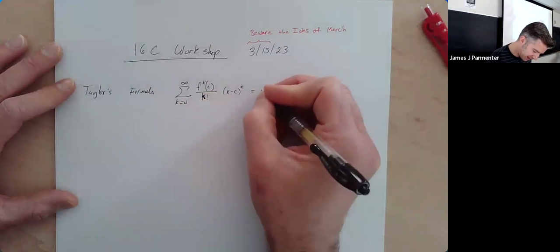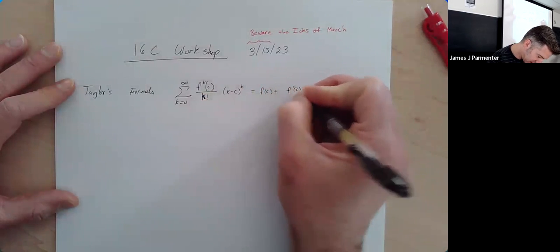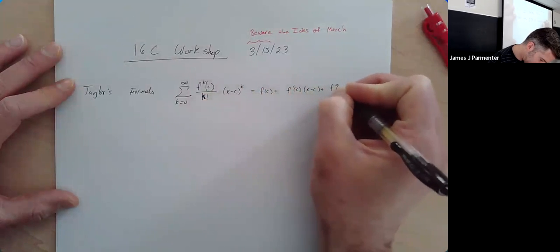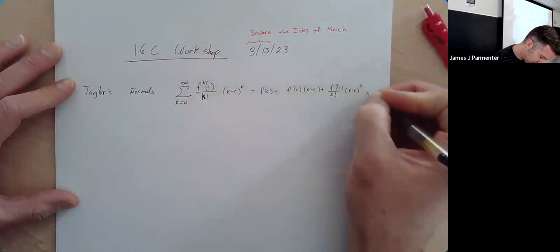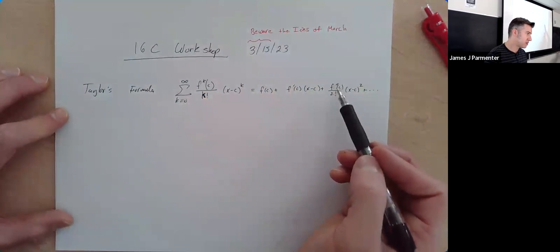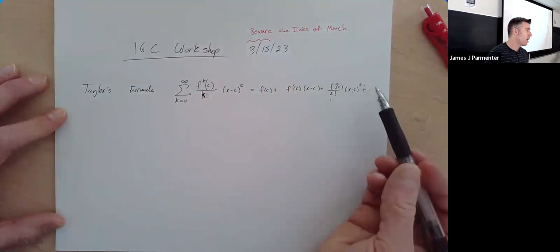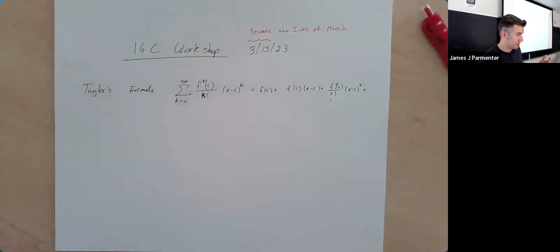Which is looking like f of c plus f prime of c times x minus c plus f double prime of c over 2 factorial times x minus c squared, and so on and so on. Every subsequent term is just the next derivative over the next factorial times x minus c to the next power. So sometimes the way you actually find the Taylor formula is by doing this process.